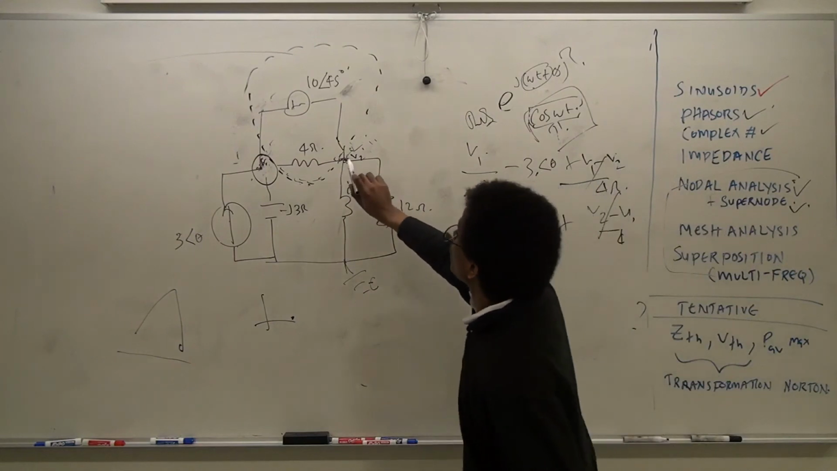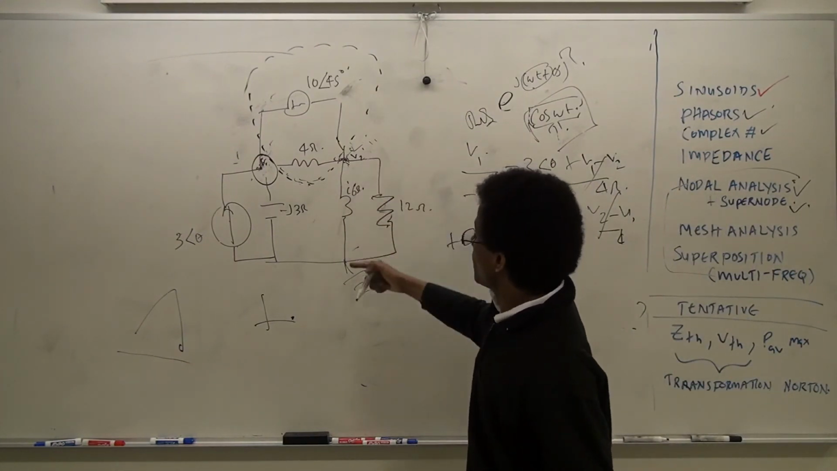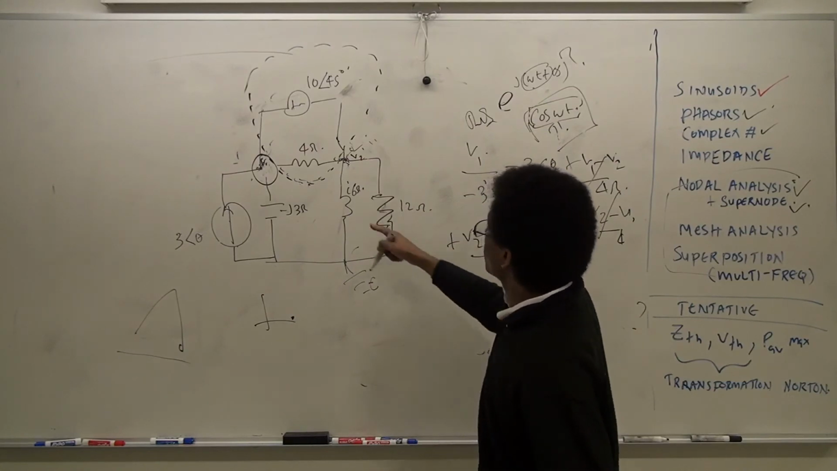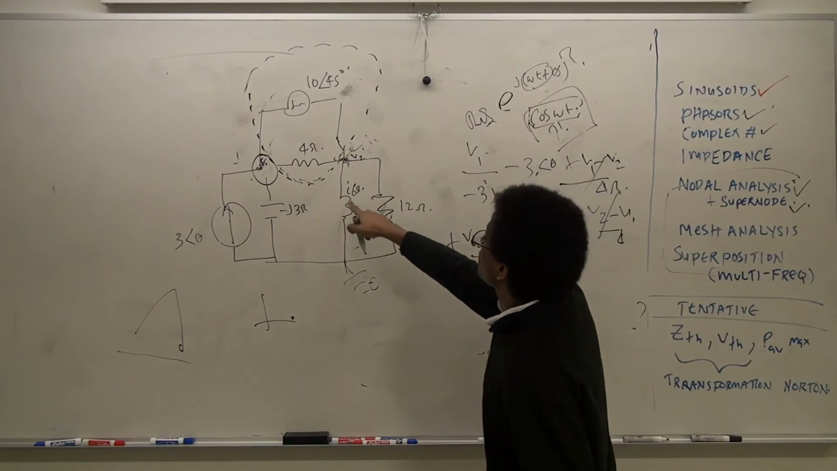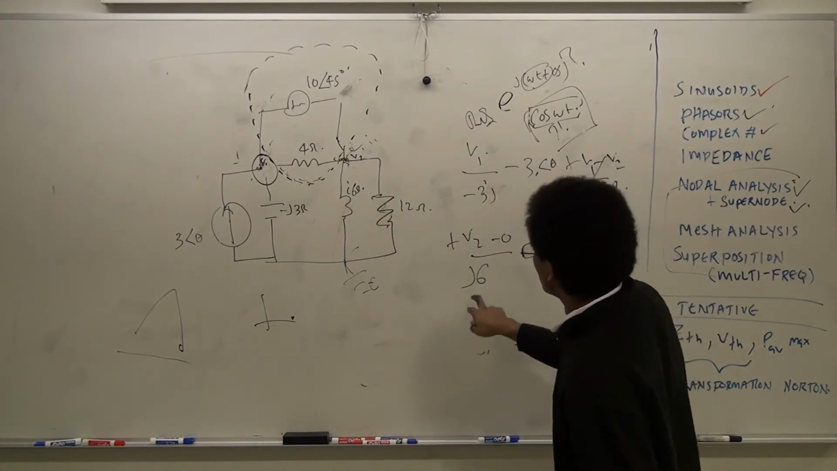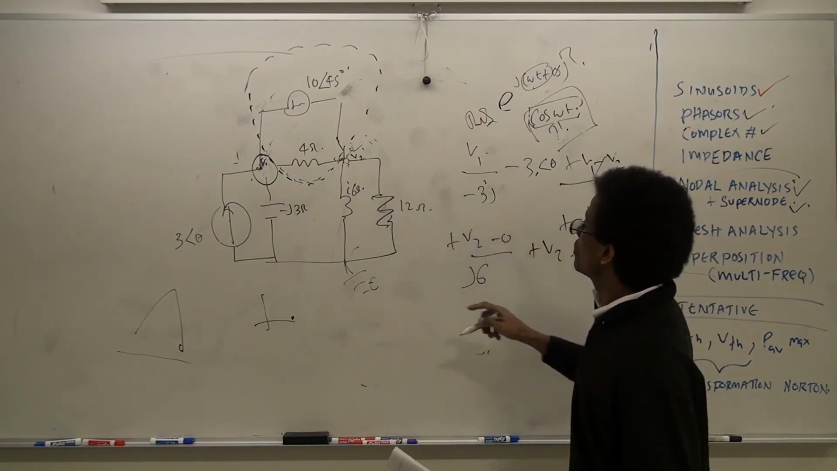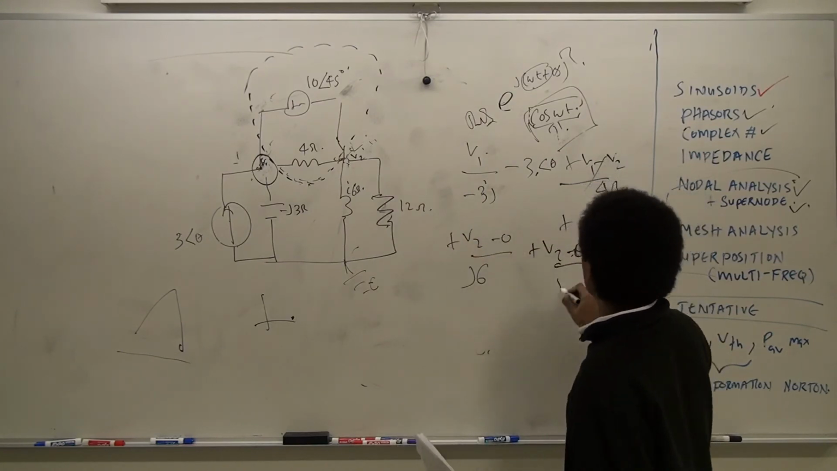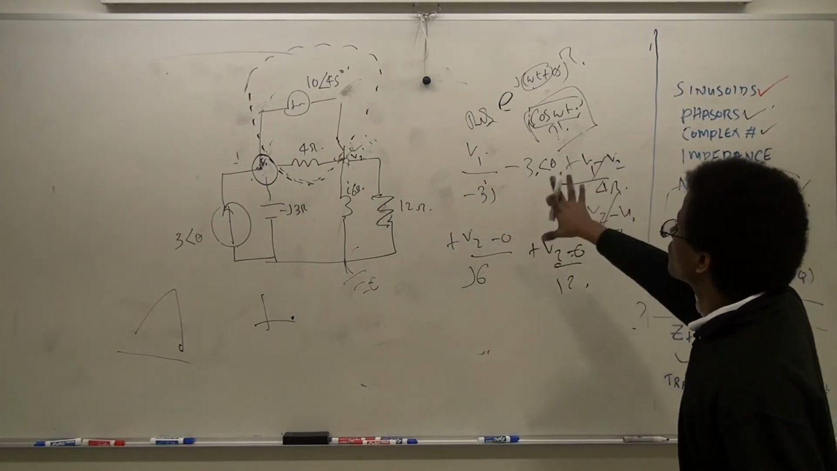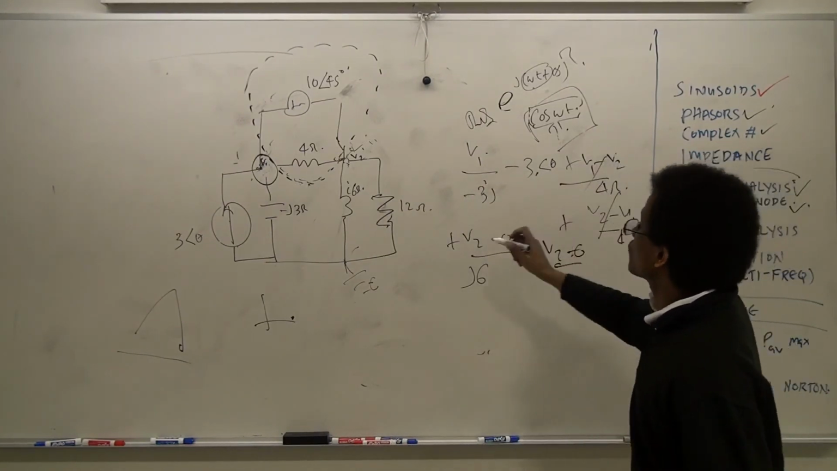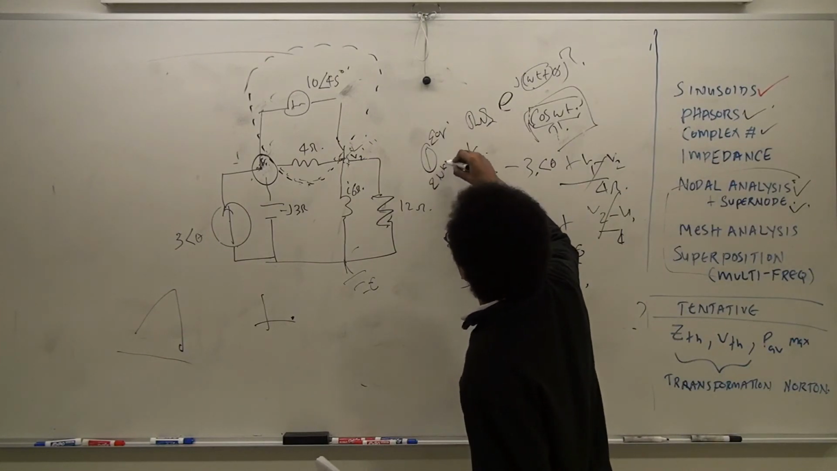But anyway, let's continue. V2 plus V2 minus 0 over j6. 6j and j6 doesn't make a difference, but by convention you always write j6. Next one, V2 minus 0 over 12. Let me ask you, how many equations is this? One equation. How many unknowns? Two unknowns. Can this be solved? No.